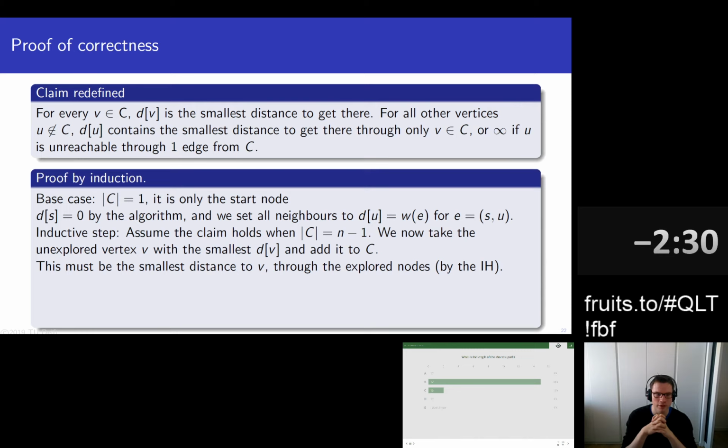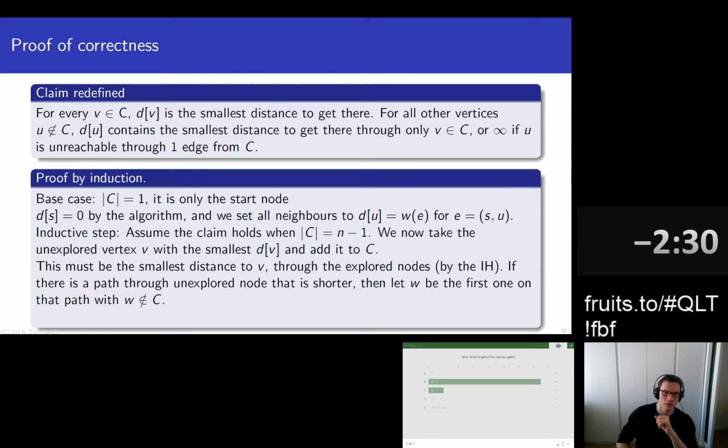because v at that point wasn't in my cloud, so d of v must contain the smallest distance to get there through only vertices in the cloud, through only explored vertices. Now, if there is a path through an unexplored node that is shorter, right? So again, we're going to somewhat use a contradiction here. Let's say there is a path that goes out of my cloud earlier and then gets to this new node v that is shorter. Let w be the first node along that path that is outside of the cloud.